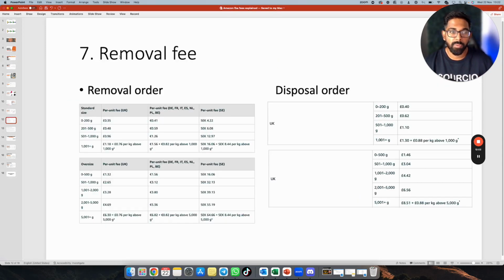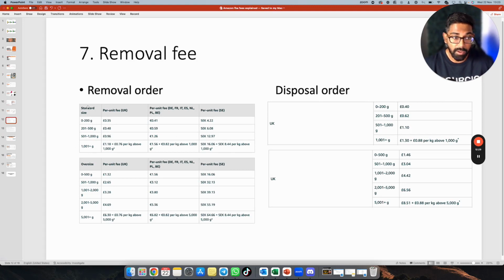And now we have removal fees. So number 7, removal fees. Let's say your inventory has been at Amazon for such a long time, or the inventory has been returned from an Amazon customer and it's not being sold. If you keep it there, you'll be charged storage fees. Hence, you would go ahead and do a removal order, which is where you recall your inventory back to your home. You can either do that or you can ask Amazon to destroy it. Both of them have different fees.